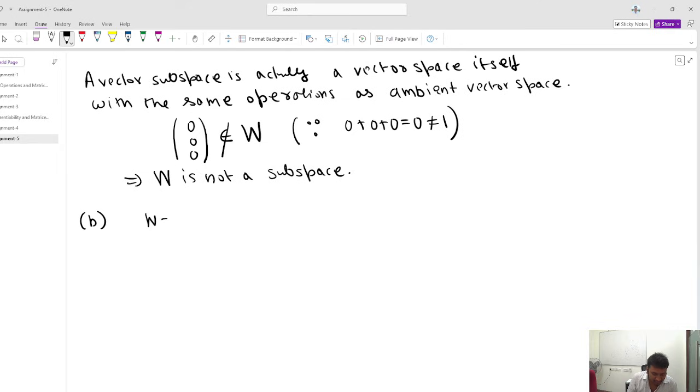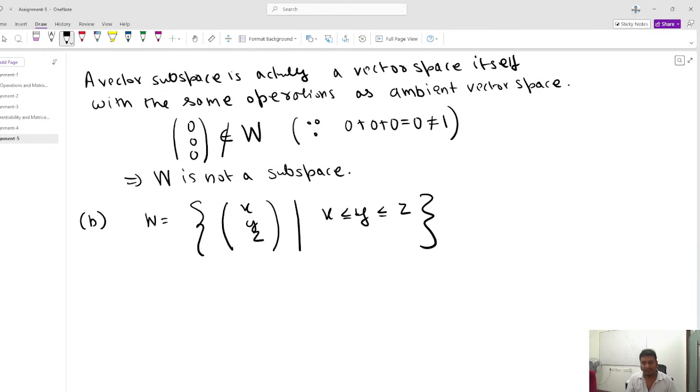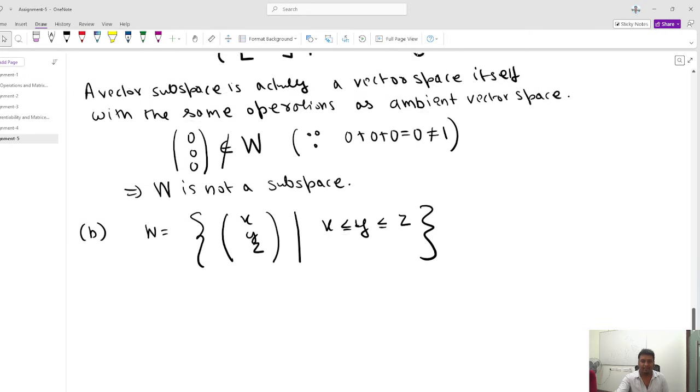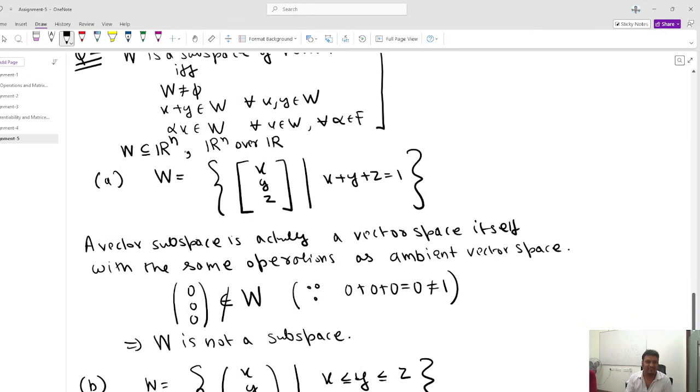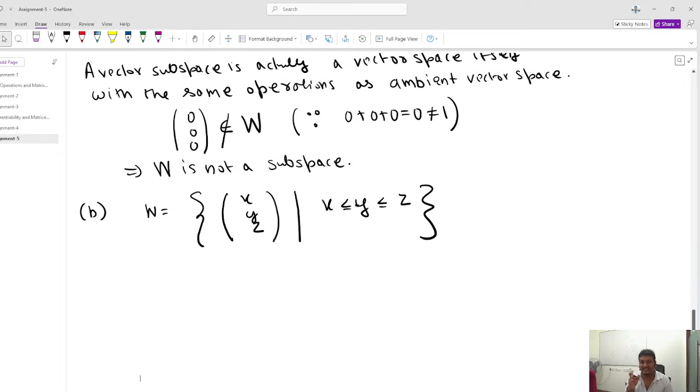What you have given, W is equal to (x, y, z) such that x is less than or equal to y is less than or equal to z. Now, two properties you have to see, if this and this is there, right? Something strikes to your mind, it is less than.